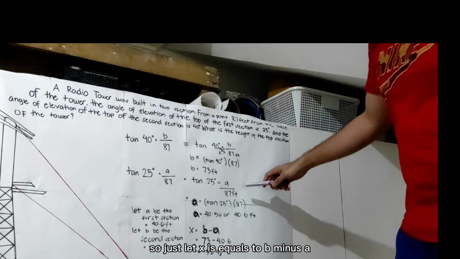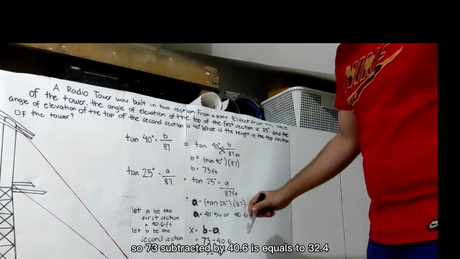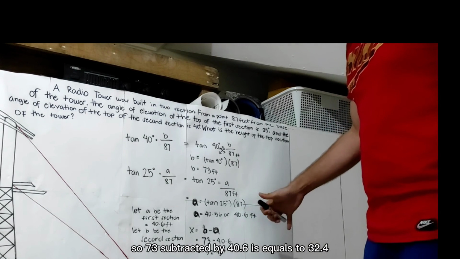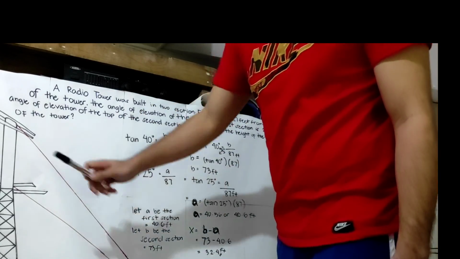So let x equal B minus A. 73 minus 40.6 is equal to 32.4. And that is the final answer.